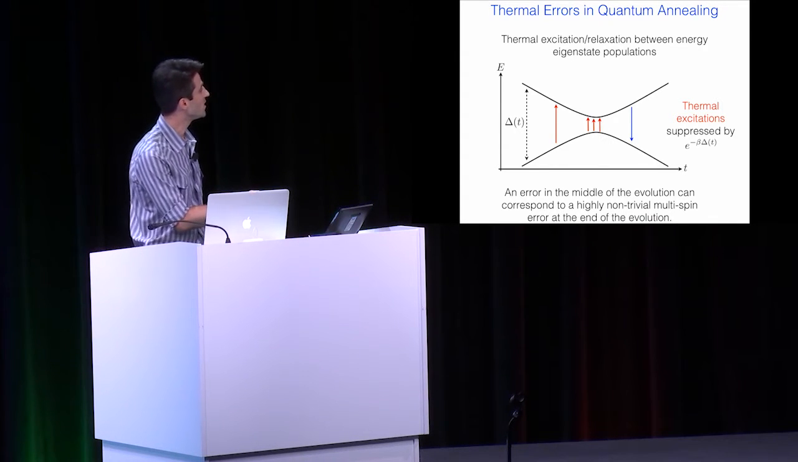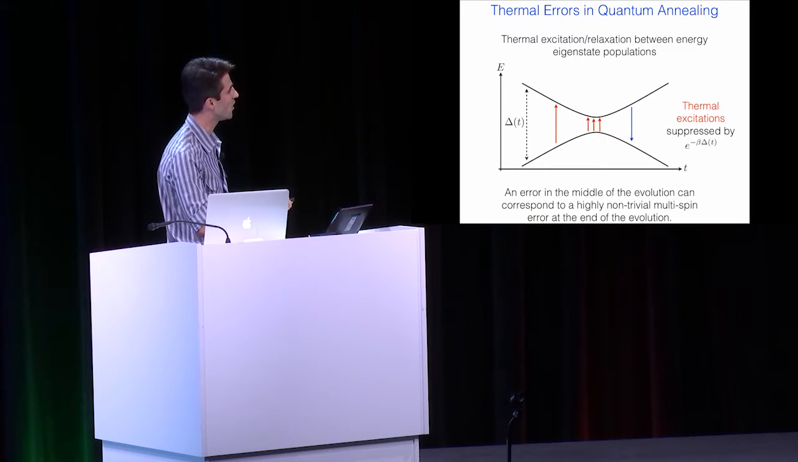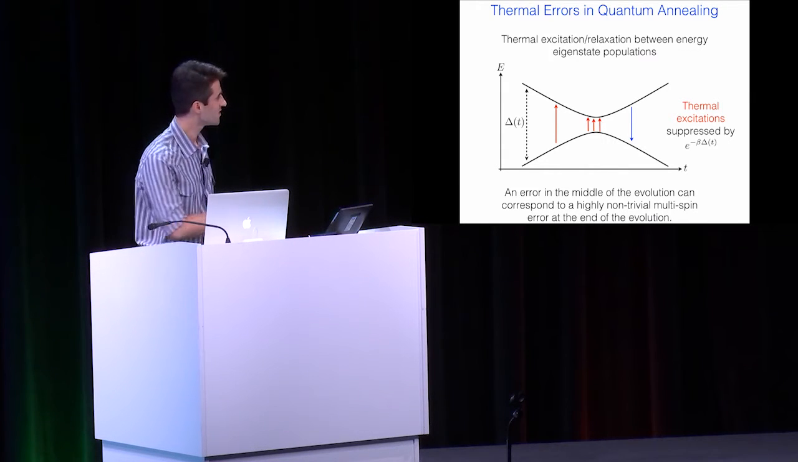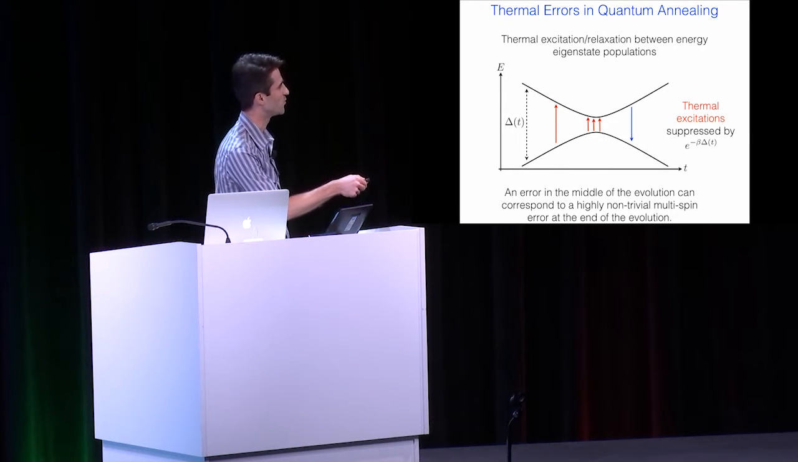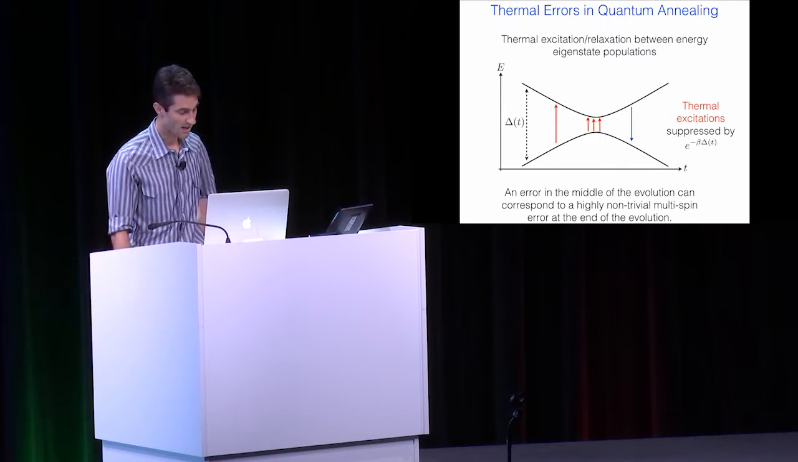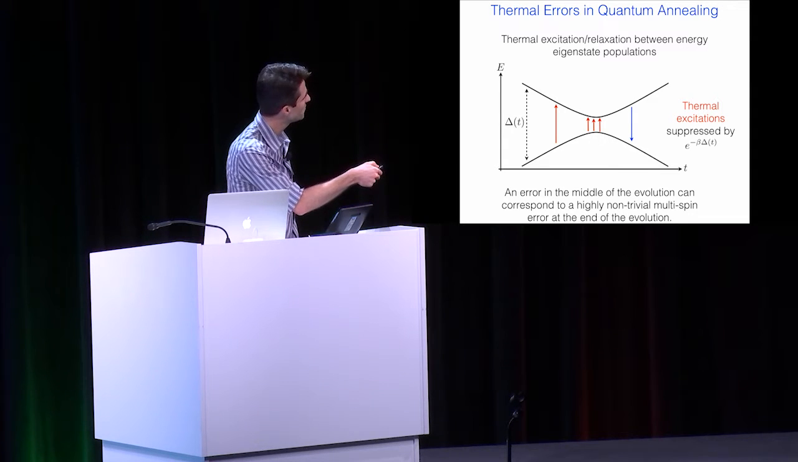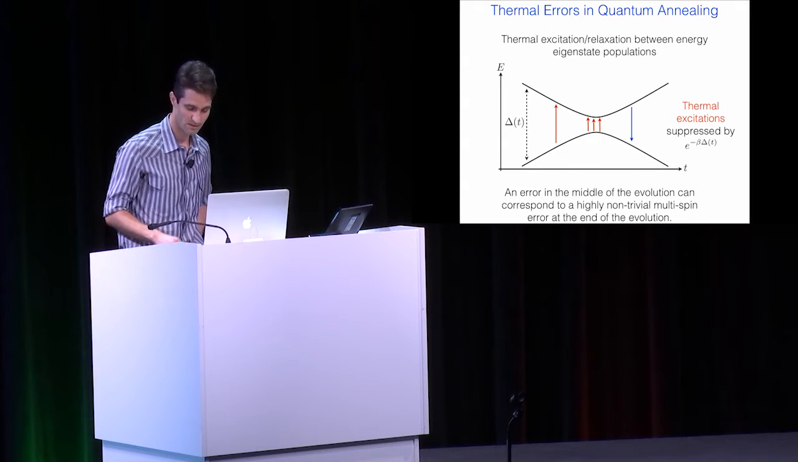What does this mean? It means that early in the evolution, when the gap is large, thermal excitations are suppressed. As the gap gets smaller, you start getting more thermal excitations. When the gap gets to its minimum, you get lots and lots of thermal excitations. Then when the gap opens up again, maybe if you're lucky, you'll get some thermal relaxation. But rarely does the thermal relaxation bring you completely back to the ground state, unless, of course, you wait a really long time here. Again, I emphasize, when this thermal excitation happens in the middle, that error can evolve to something highly non-trivial at the end.